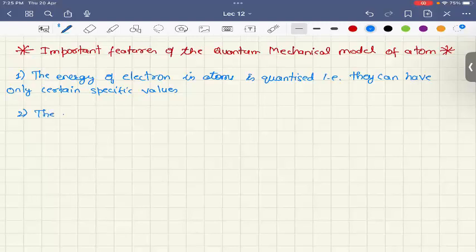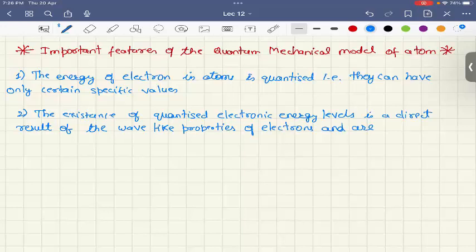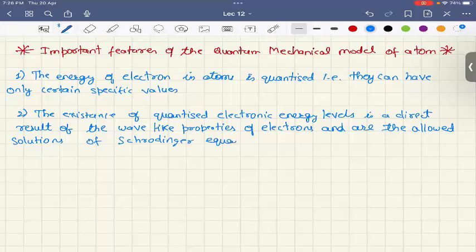So the existence of quantized electronic energy levels is a direct result of the wave-like properties of electrons, and they are the allowed solutions of Schrodinger equation, right?